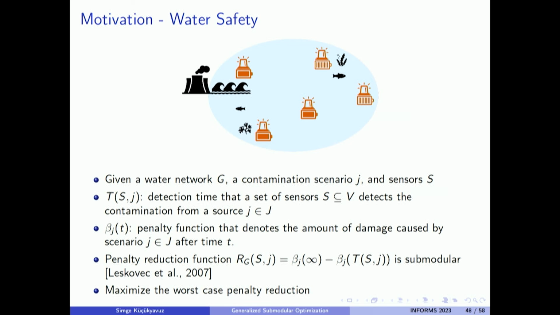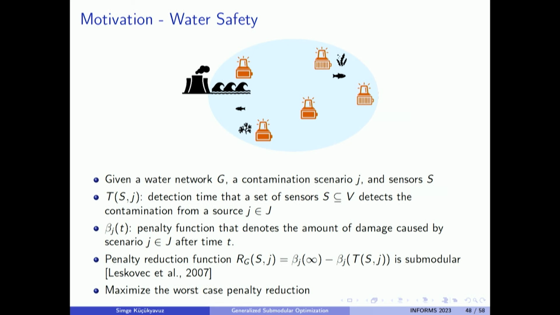So that's TSJ. And beta JT is the penalty function that denotes the amount of damage caused by scenario J, the contamination scenario J at time T. So if you do nothing, and if you don't place any sensors, beta J infinity would be how much damage it will cause, how many nodes this contaminated source reaches.